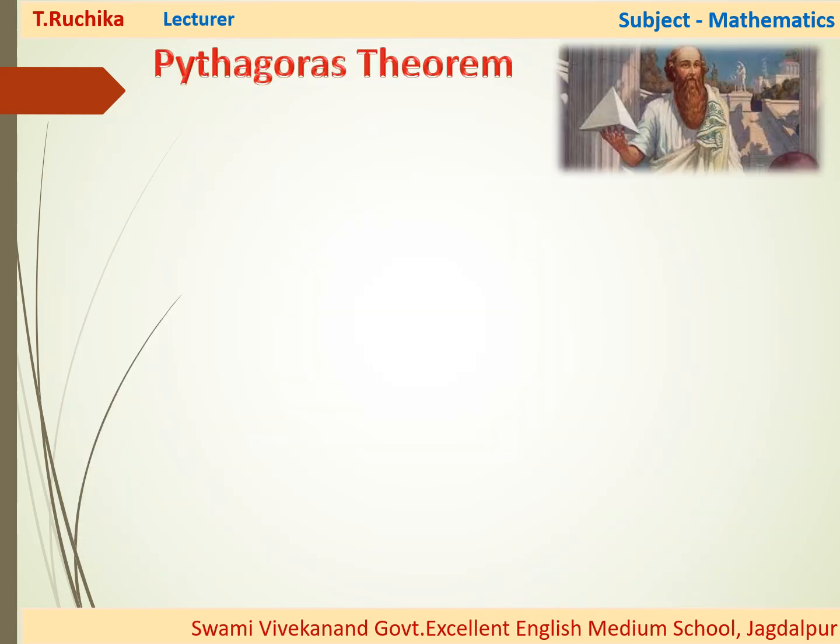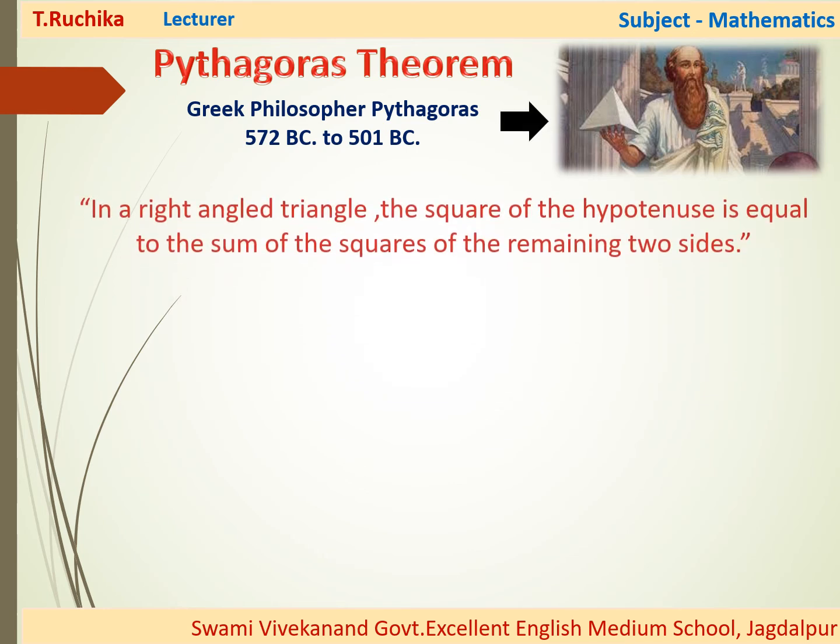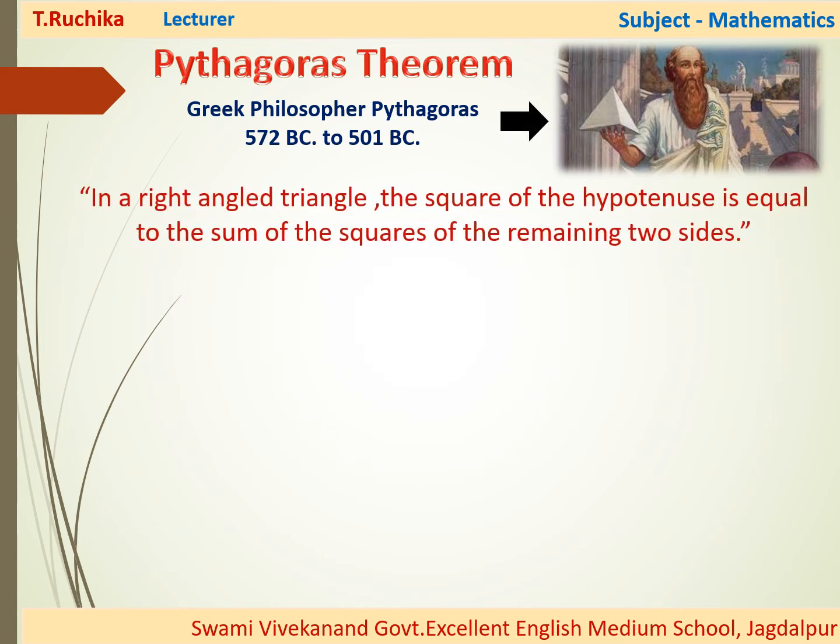The relation between the sides of the right-angled triangle has been known as the Pythagoras Theorem, according to which in a right-angled triangle, the square of hypotenuse is equal to the sum of the squares of base and square of perpendicular.